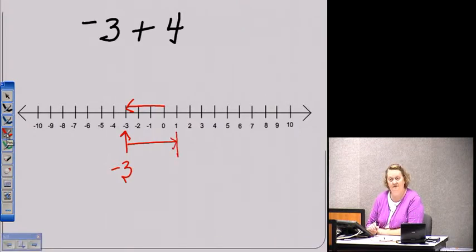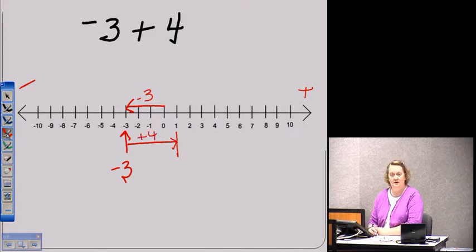Units. Well, 4 pulls me in a positive direction. Positive directions are always to the right here. Negative directions are always over here to the left. So this is the -3. This is the +4. They're counteracting each other. Do you see how they're pulling in opposite directions?